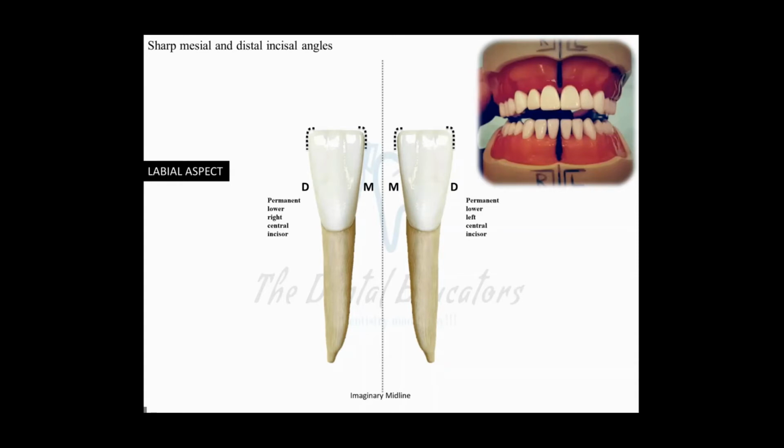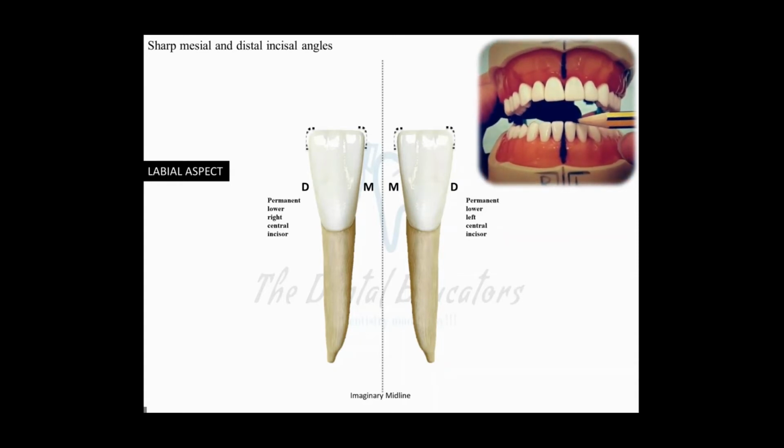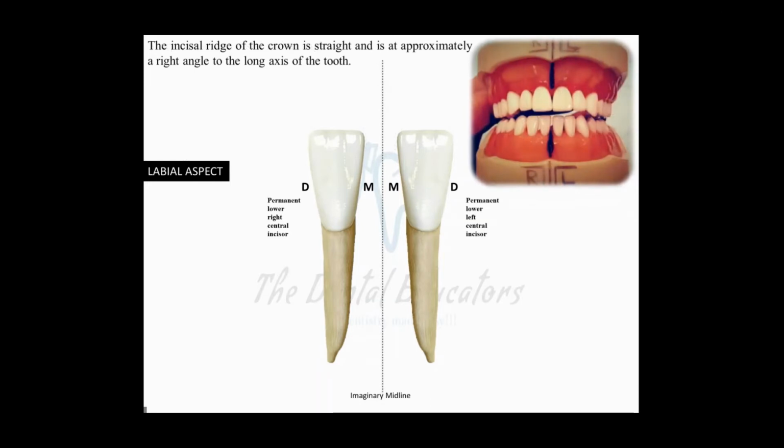Now if we go through the video demonstration showing the incisal angles, you can see the disto-incisal angle is nearly at a right angle. Similarly, the mesio-incisal angle for the left mandibular central incisor is also at a right angle. The mesio-incisal angle and the disto-incisal angle for the lower right central incisor are both at 90 degrees. So we can say they are at a very sharp angle.